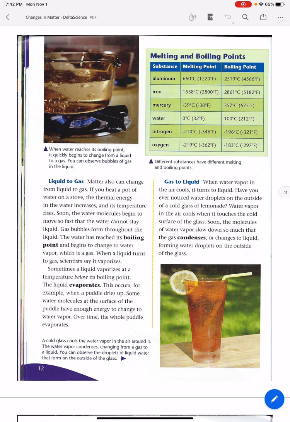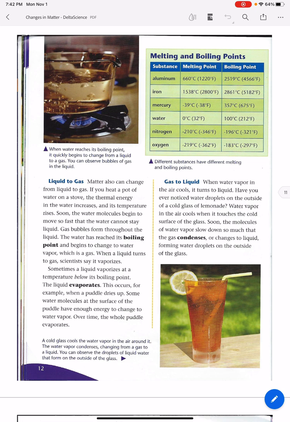Liquid to gas. Matter also can change from liquid to gas. If you heat a pot of water on a stove, the thermal energy in the water increases and its temperature rises. Soon, the water molecules begin to move so fast that the water cannot stay liquid. Gas bubbles form throughout the liquid. The water has reached its boiling point and begins to change to water vapor, which is a gas. When a liquid turns to a gas, scientists say it vaporizes.